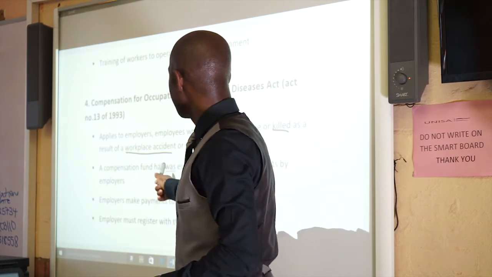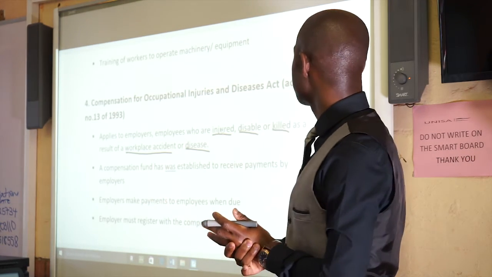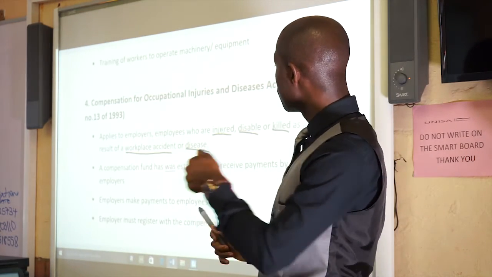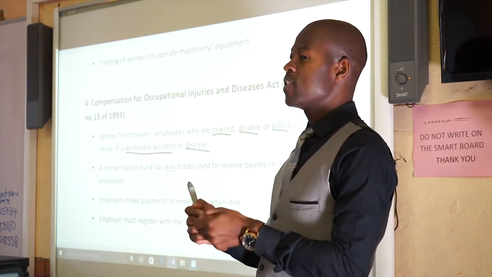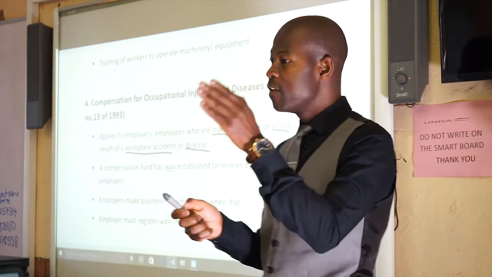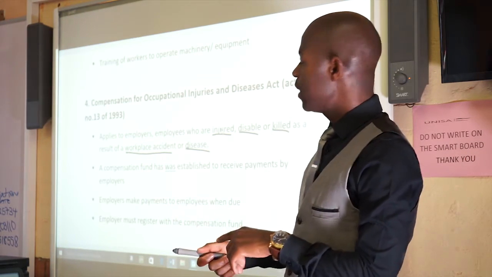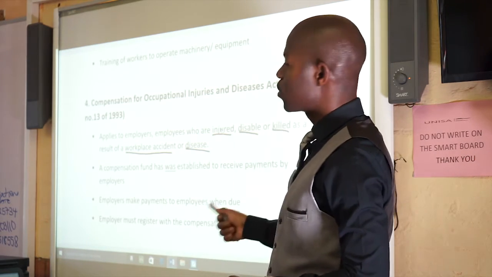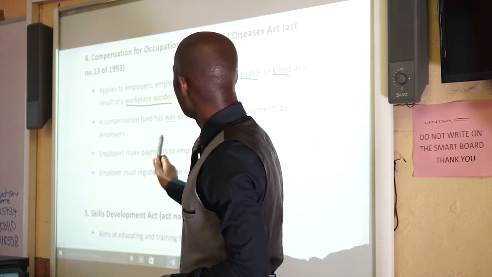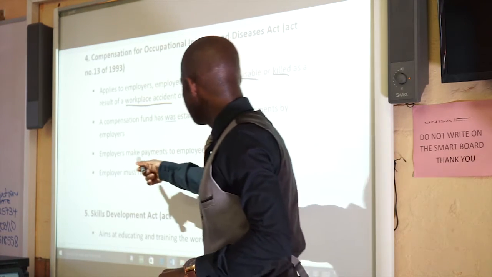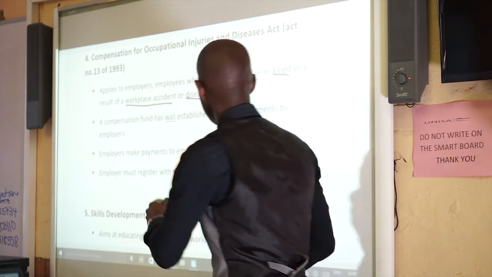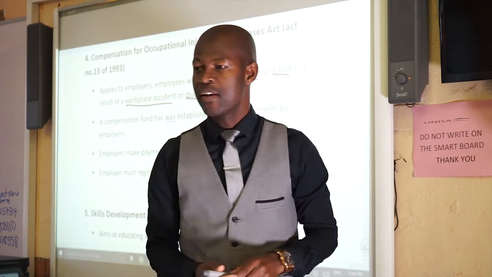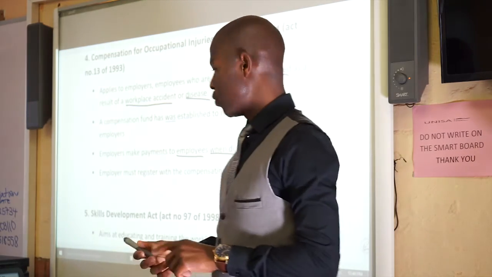But also, a compensation fund was established to receive payments by employers. So employers contribute to a compensation fund. In other words, there is a portion that the employer gives to the fund to protect one in case they are injured or disabled during work or at a place of work. So also, it is said that this payment is made to employees when due. In other words, after we have filed your claim, then this payment is paid to you.